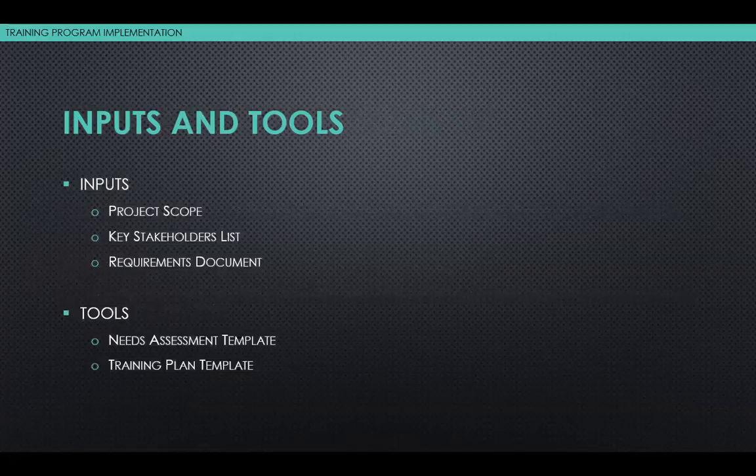So our inputs for this step would be our project scope, key stakeholder list, and requirements document. Our inputs are things that we're going to use as part of this step to make things run a little bit more smoothly. We also have tools that we'll use during this step, and that would be the needs assessment template that is provided for you in the template section of this course, as well as the training plan template.